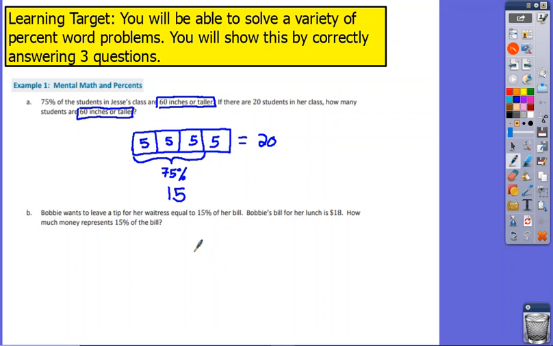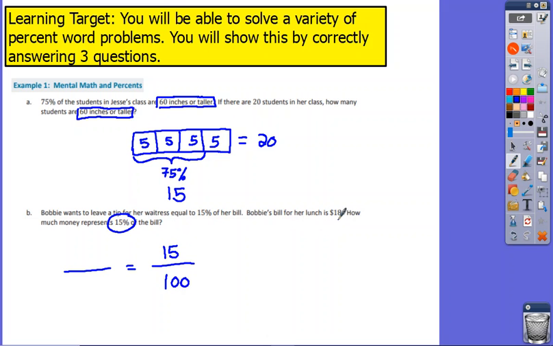Bobby wants to leave a tip for her waitress equal to 15% of her bill. Bobby's bill for her lunch is $18. How much money represents 15% of the bill? Okay, so we could do another tape diagram like this, but 15% out of 100 is not a number that's coming to me as quickly as 25 or 50 or 75 does. So I think on this one, the most efficient way would still be the is over of equals percent over 100. So I know that this 15% always goes over the 100.